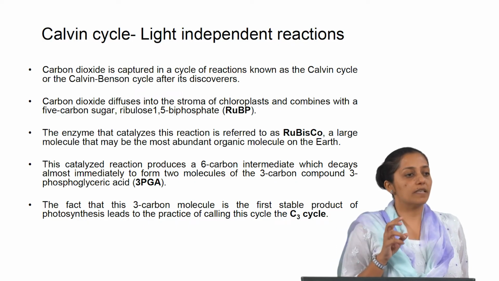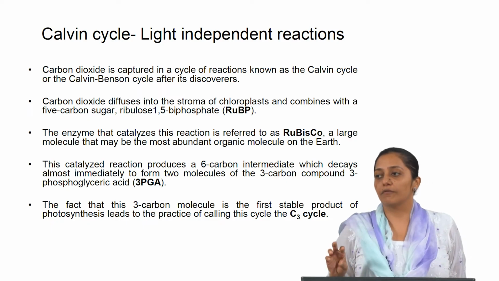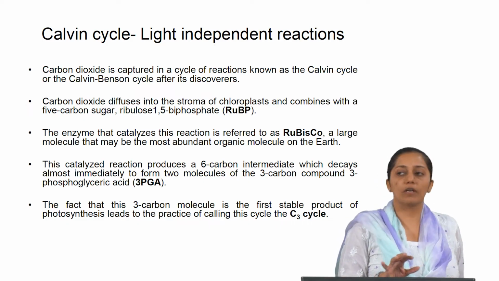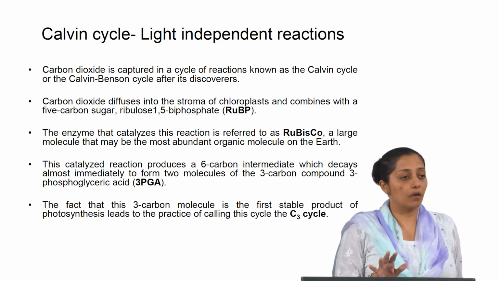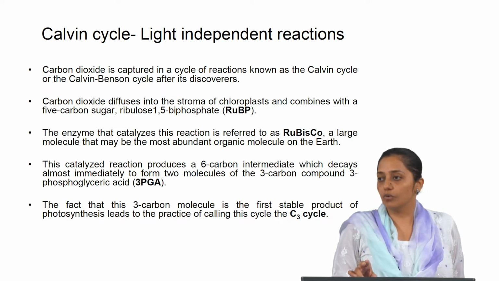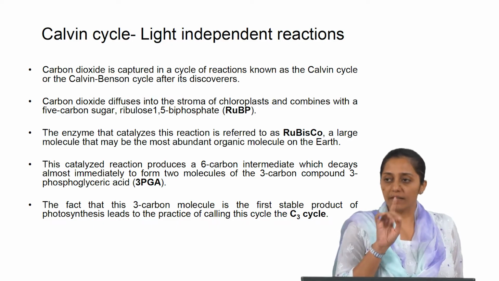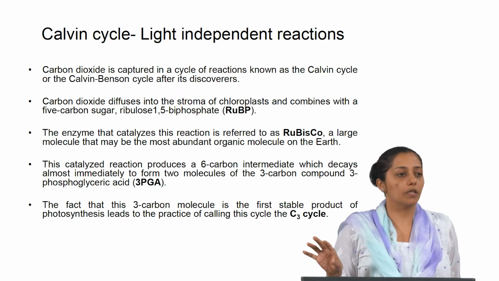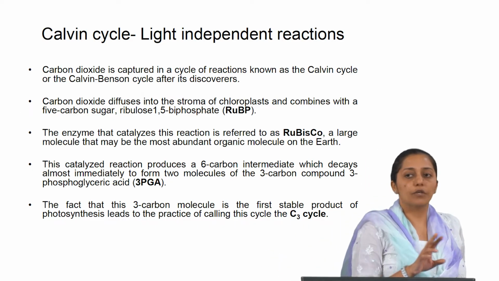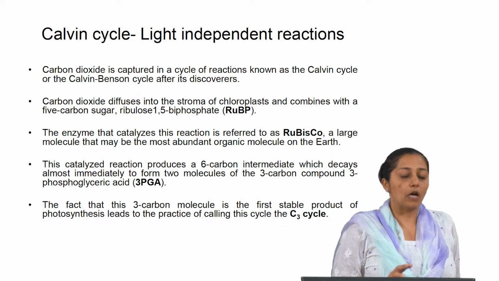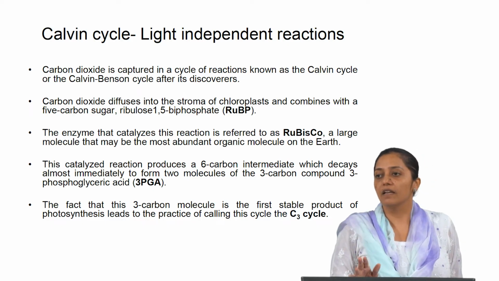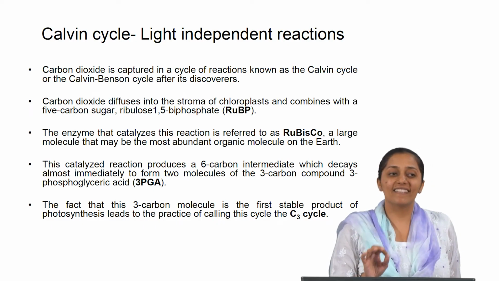This CO2 is combined with ribulose 1,5-bisphosphate. Now, in order to combine this, you need an enzyme which is called rubisco. It is the most abundant organic molecule present on the earth. This enzyme combines the two to give you an unstable 6 carbon molecule, which immediately breaks down to give you two stable molecules of phosphoglyceric acid. Because these are the first stable products of the Calvin cycle, this cycle is also called the C3 cycle.